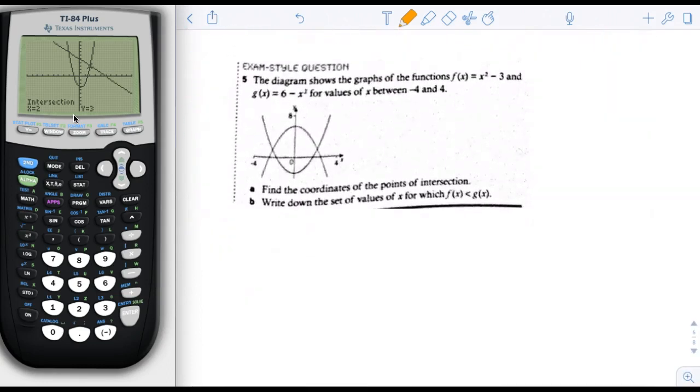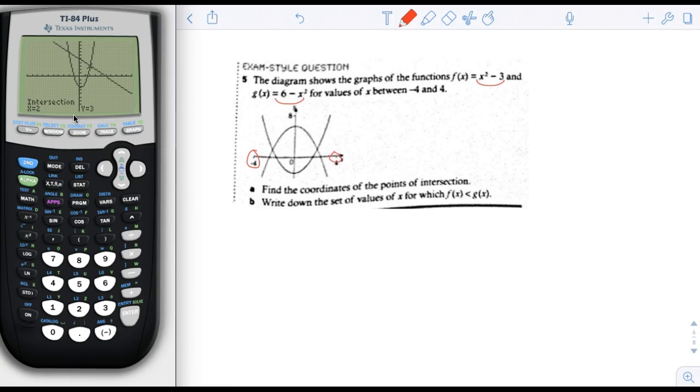Number 5. The diagram shows the graphs of the functions x squared minus 3 and 6 minus x squared for the values of x between negative 4 and 4. That's the domain, I guess. Find the coordinates of the points of intersection.